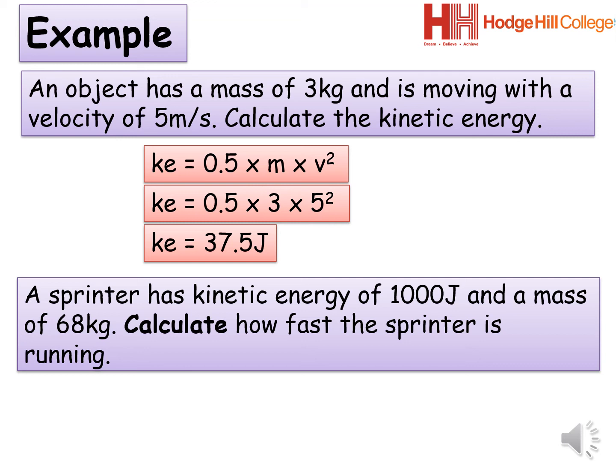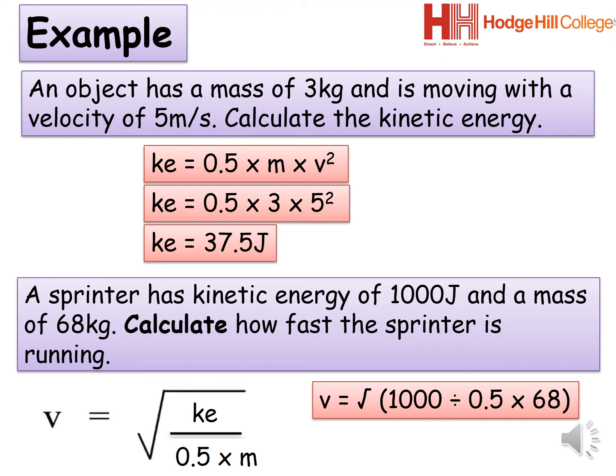Okay, the second example underneath is how we would use the second equation that we looked at in order to work out velocity. So a question might sound similar to: a sprinter has kinetic energy of 1000 joules and a mass of 68 kilograms. Calculate how fast the sprinter is running. They haven't used the word velocity there, but they're expecting you to make that link between the words how fast and velocity. So the first thing we do is we write our equation, which is the square root of KE divided by 0.5 times m.